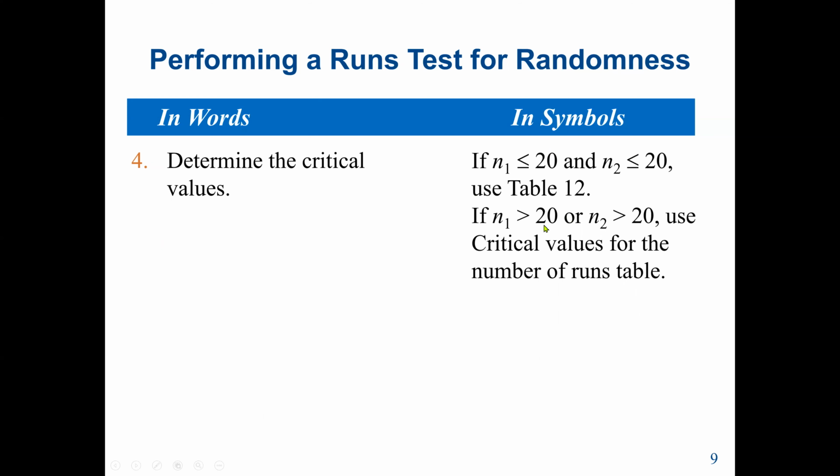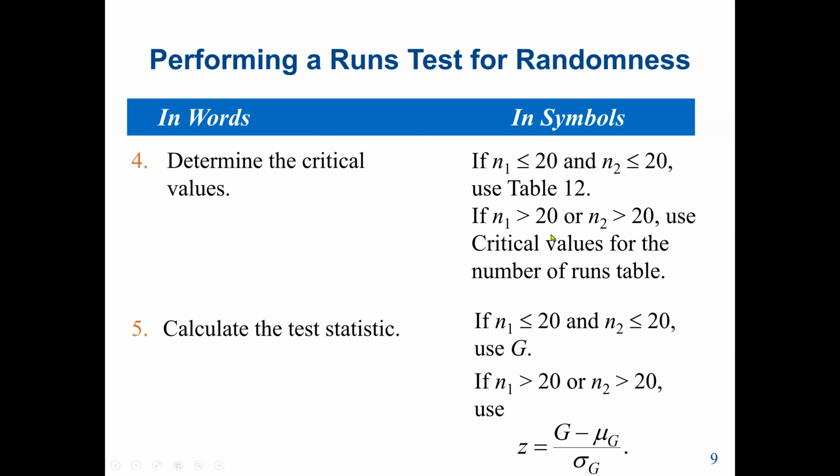Otherwise, if N1 and N2 are both greater than 20, then we use the standard normal table, but we are going to look for Z. So that's where we calculate the test statistics. This will help us to get a critical value. Critical values set a range for us where we can see accept and also reject H0. So now we know it. So next we look for the test statistics.